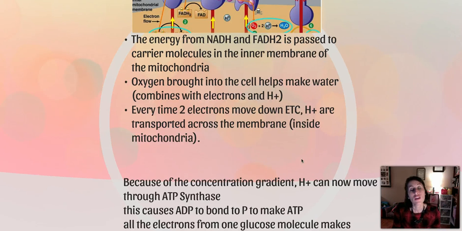Okay, so the energy from NADH and FADH2 is passed to the carrier molecules in the inner membrane. Okay, so that's these. Oxygen that's brought into the cell helps make water. So it picks up those electrons. The oxygen picks up electrons, it's added to hydrogen, and it makes water. Every time two electrons move down the electron transport chain, the hydrogens are pushed across the membrane. And because of that, hydrogen ions can now move through the ATP synthase. This causes ATP to be created. And essentially, for every glucose molecule that is broken down, we are going to get 34 ATP molecules just from this process. That's a lot.